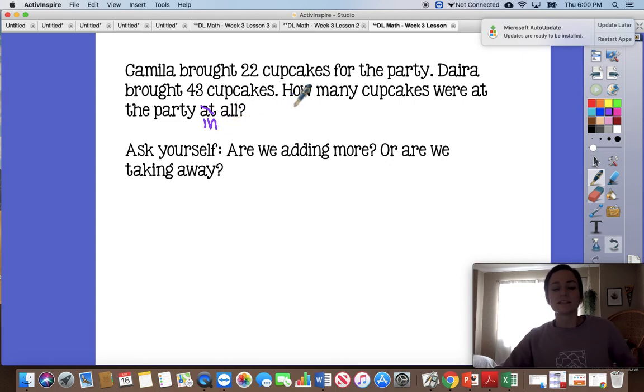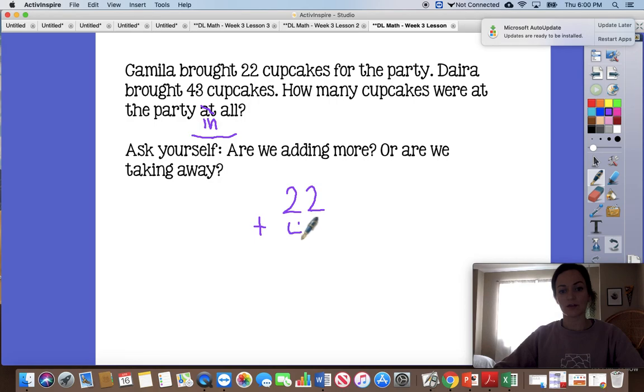Okay, let's think about, are we taking cupcakes away or are we adding cupcakes together? We're adding them together, right? Because Camila brought 22, Daira brought 43, and then we want to know how many cupcakes we have in all. So we're putting those two groups together. So are we adding or are we subtracting? We're adding, right? We're going to add those two groups together. So we've got 22 cupcakes plus the 43 cupcakes will tell us how many cupcakes we have in all, okay?